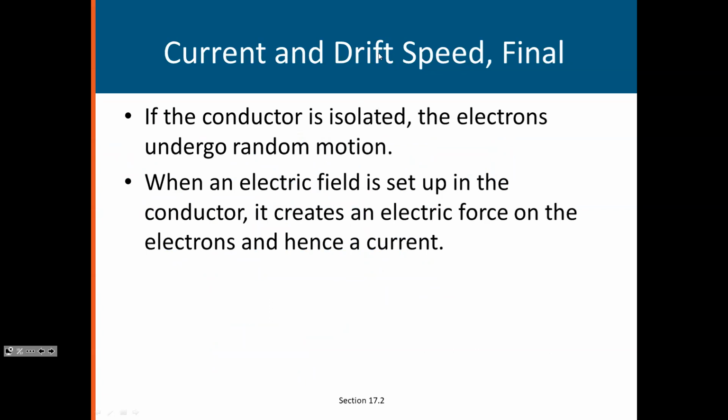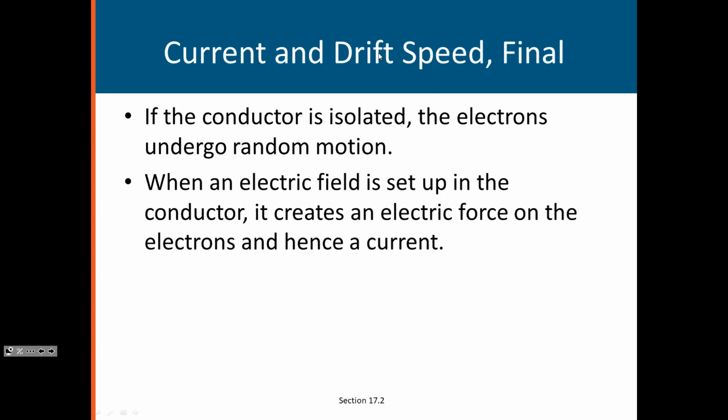Okay, we are just continuing with that relationship. If the conductor is isolated, the electrons undergo random motion. See, this is why the drift speed is not going to be very big. Actually, it is less than a millimeter per second. The drift speed of these electrons, say the charge carrier in a conductor is a negative charge electron, is a very small speed. It's a fraction of a millimeter per second.